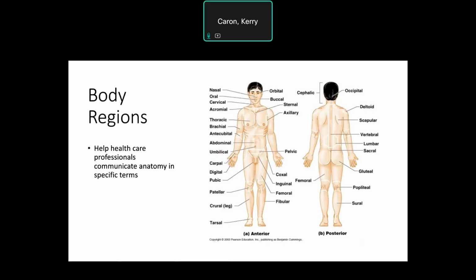Some of them are a little easier. You may know deltoid from exercise. Some of them may be more difficult, like sural. Okay.